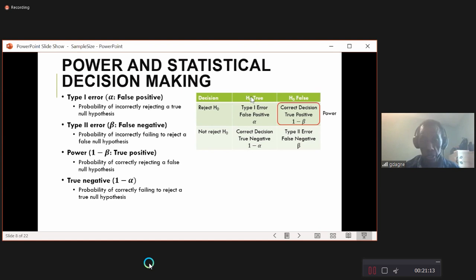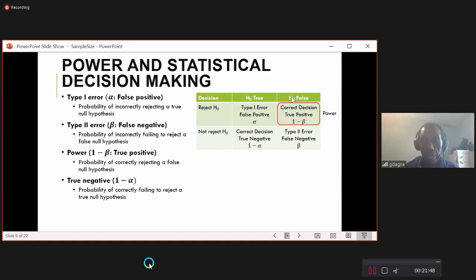If conditional on H0 being true, we fail to reject H0, then H0 is true and we didn't reject H0. So that's a correct decision. That's 1 minus alpha. Now remember, if I sum the probabilities on the columns here, I get 1. So that tells you that's a conditional probability here.